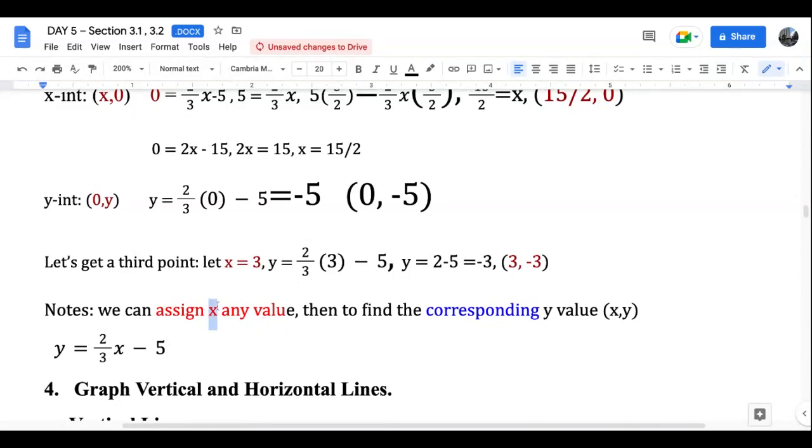So we can always assign x or y some value, but we can only assign to one of them, right? We cannot assign x value and y value at the same time because that may not make the equation equal to each other. So we assign one with a value, we solve for the other. We assign x some value, we solve for corresponding y. We can assign y a value, then we solve for corresponding x.